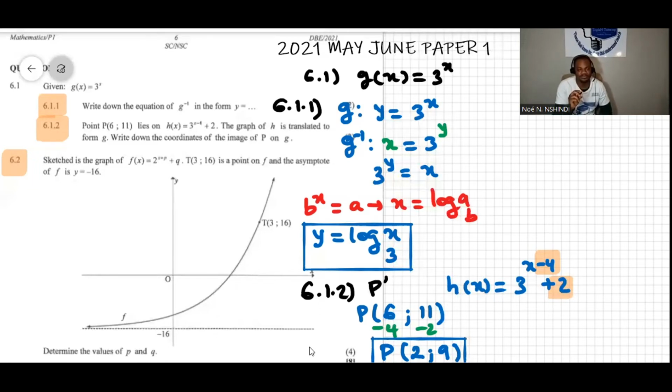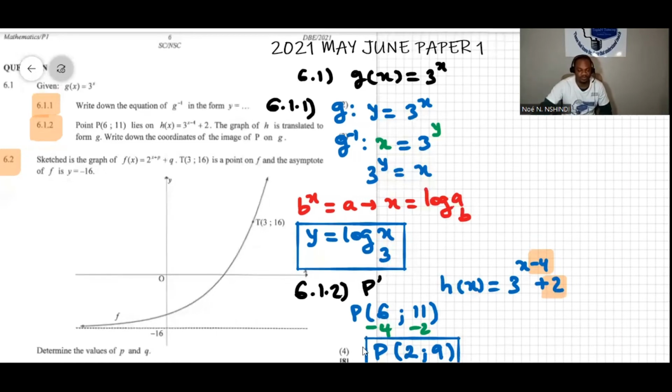Now, question 6.2, the question says to sketch the graph of f of x equal to 2 to the power of x plus p, plus q, and T(3, 16) is a point on f, and the asymptote of f is y equal to negative 16. Now, the question is to determine the value of p and q.